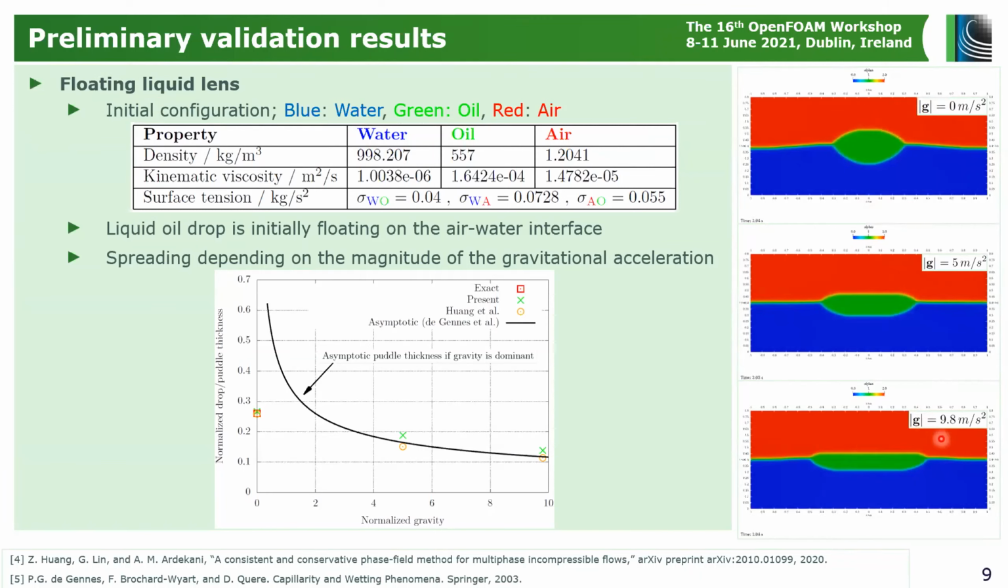Now in this state, one can measure the thickness of the drop. This thickness at different gravities can be measured and compared with the asymptotic analysis, with the exact solution in the case of zero gravity, and the asymptotic solution for the case where gravity is dominant, and we are in very good agreement for the moment. Of course, more work to be done.